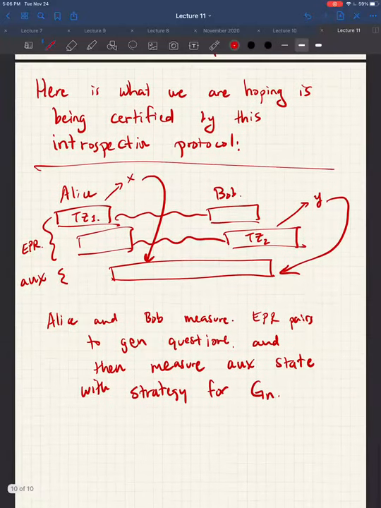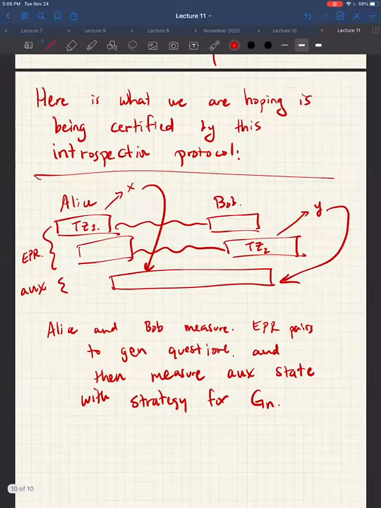Okay, so this is the intended process. Any questions? Does this make sense, or have I lost people?